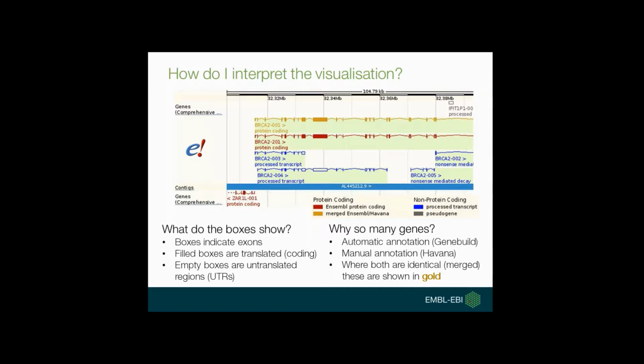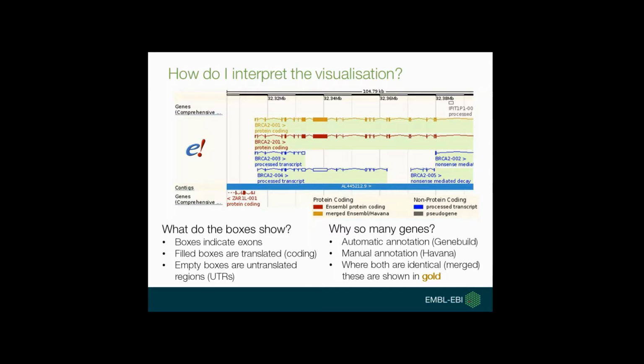So one question would be, why are there so many different tracks, so many different genes which are shown here? And that's because some of these are all different gene models, so potential genes. Some of them have been generated automatically, and these are ones which we've generated. We've got a dedicated gene build team that do that. Others have been annotated manually, and again we've got a manual annotation team which do that.